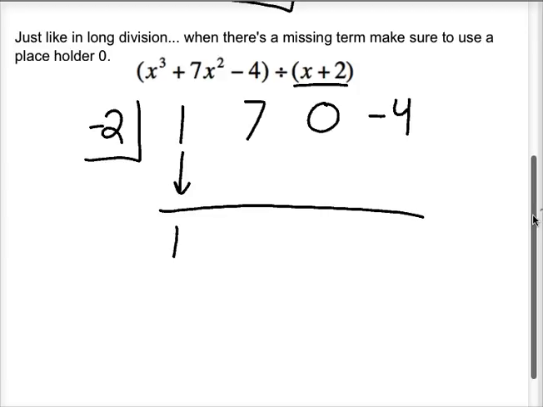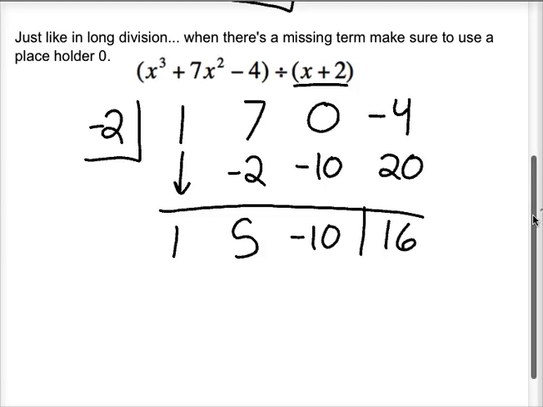Put down the first number. Now I want to multiply with that negative 2. Now I add. Now I want to multiply with that negative 2. Now I add. Now I want to multiply with that negative 2. Now I add, and that's actually the end. All right. And again, you always want to offset that last number because that last number is always your remainder. Then you'll have your constant, your x squared, so on and so forth.